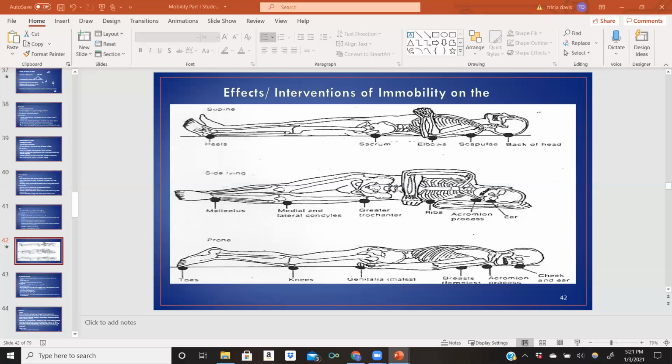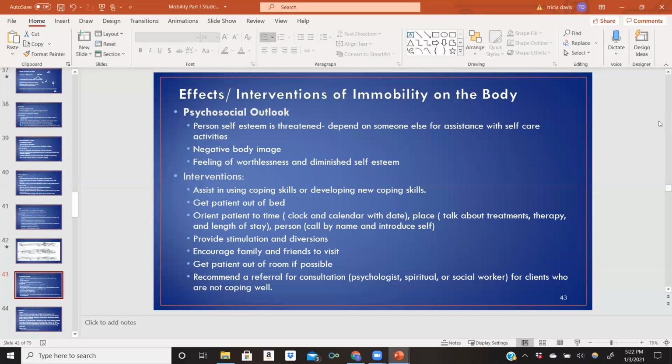and it helps their O2 levels come up. But you can see being in that position that your toes are at risk, your knees, your genitals, your breasts, your acromion process again, and then your cheeks and your ear. So these are all good things to keep in mind when you're caring for those patients that really aren't moving.